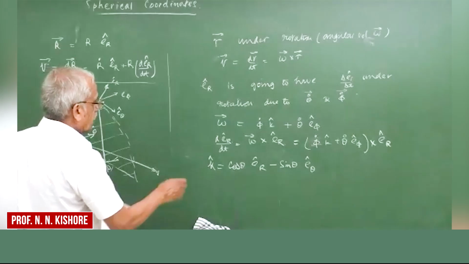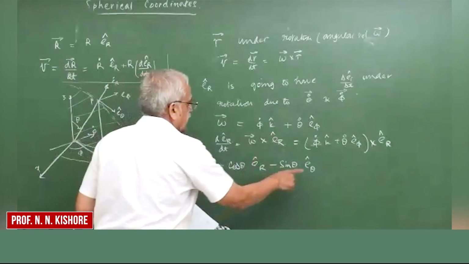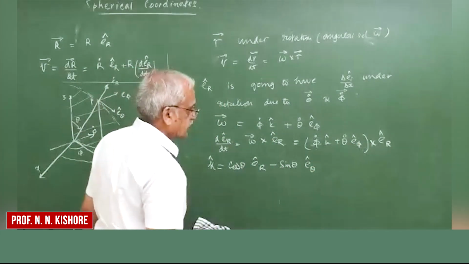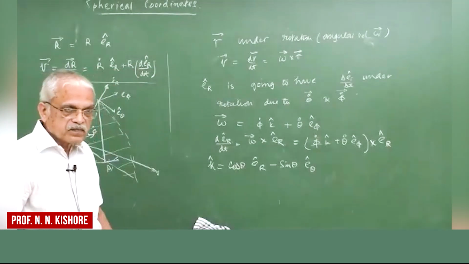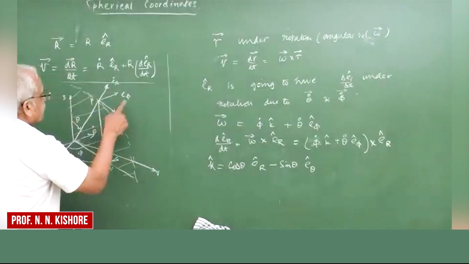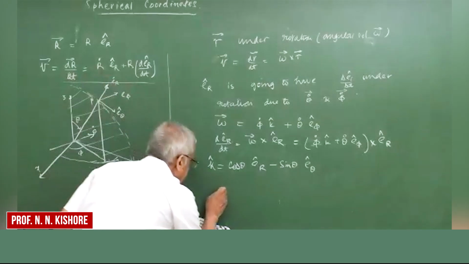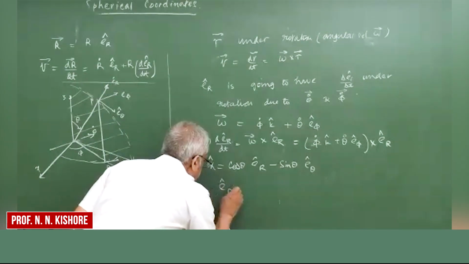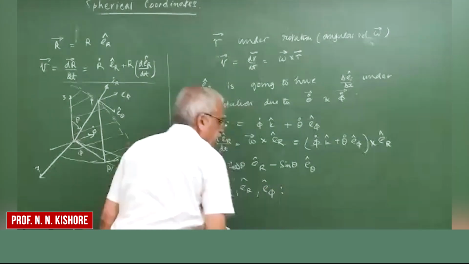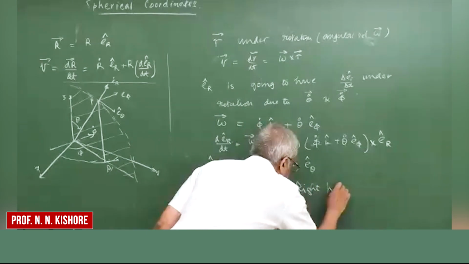So finally, substituting this here and taking a cross product with er, remember the right hand multiplication rule, or what is the order? So this is r, theta, phi. So er, e theta, e phi are in this order.